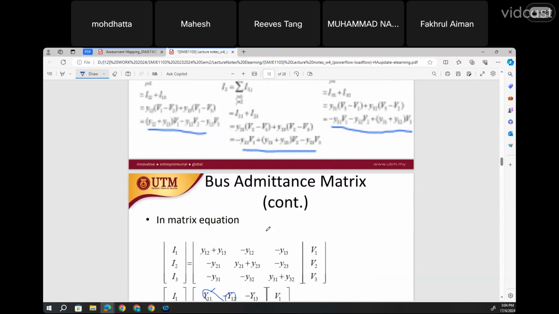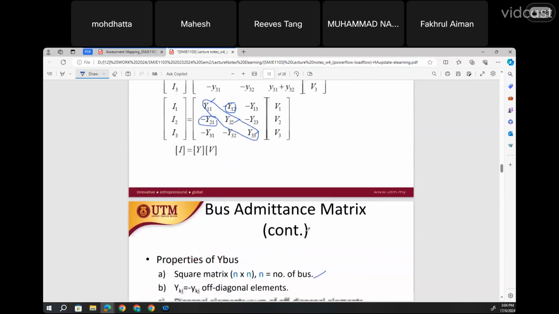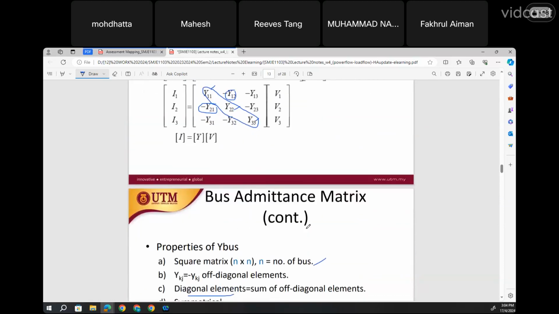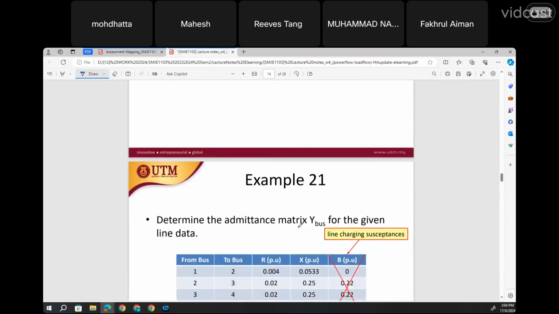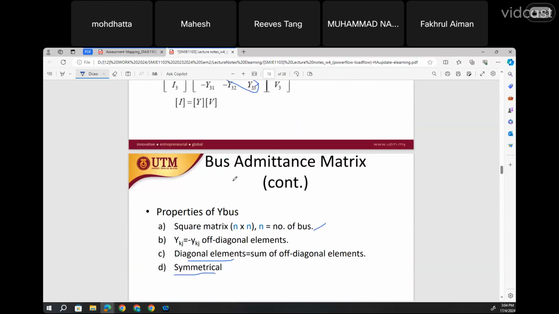Yeah, if you have this equation, I think you don't need to worry about what are the elements inside these matrices, and also the values. Most of all, it must be symmetrical. If it's not symmetrical, we cannot consider that one as an admittance matrix.